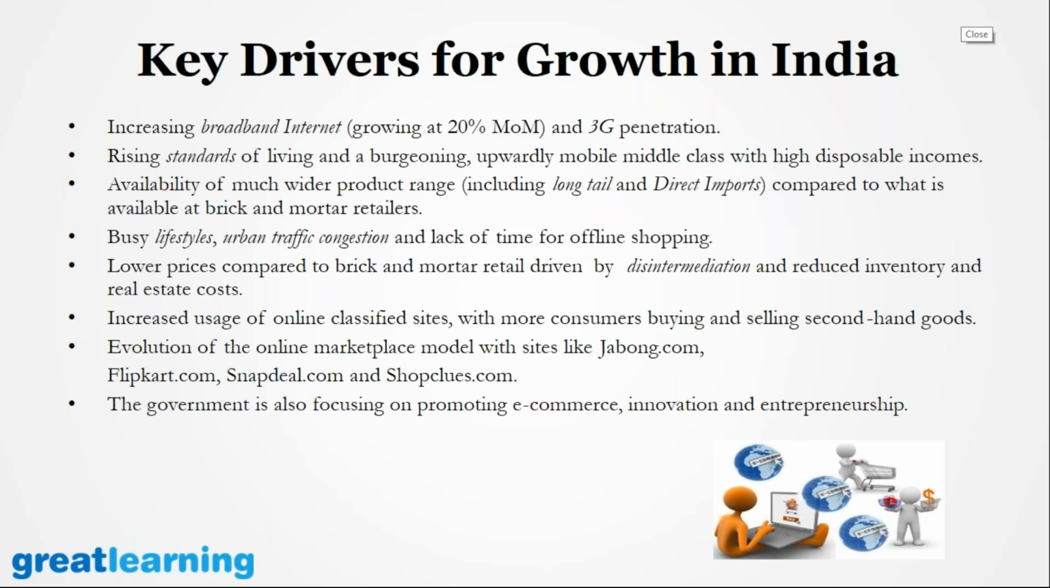Busy lifestyles, urban traffic congestion, and lack of time for offline shopping. So we have busy lifestyles. It could be like we get 15 minutes in the office and we know what product to buy. We go online, search, compare 2 or 3 sites, and then we order it. Whereas if you have to go to a mall, it's the traffic congestion and the time taken. So people do not have time.